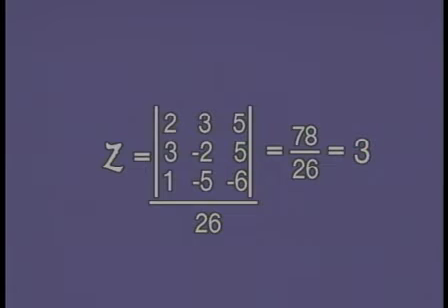And the next and last visual shows us that. We've replaced the third column with 5, 5, negative 6. All the other numbers are as they should be. We divide that determinant by 26. 78 divided by 26 is 3.